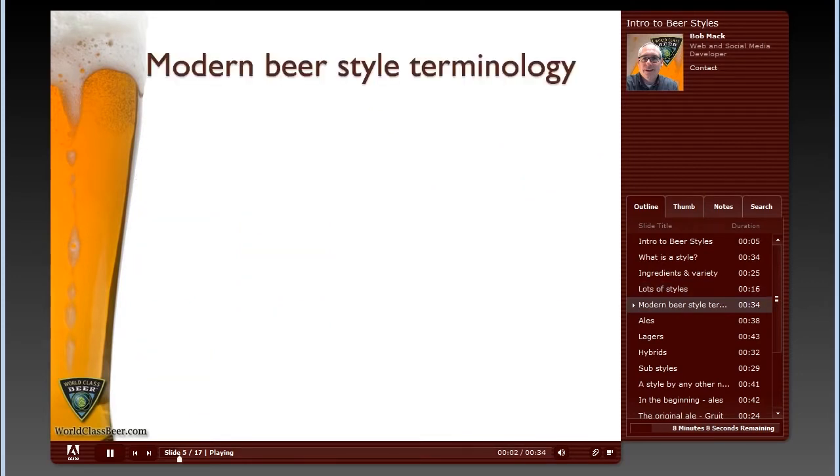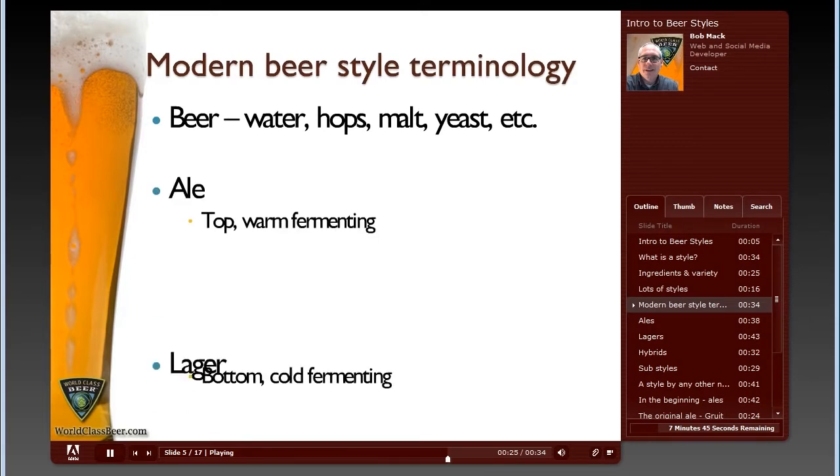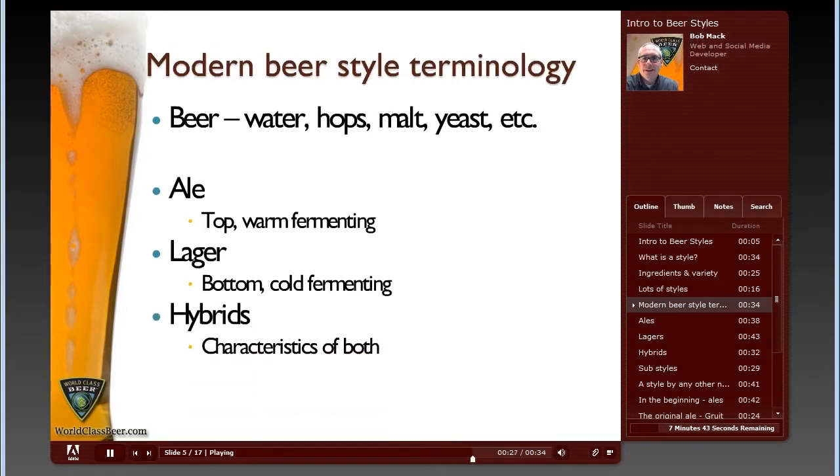Modern beer terminology has some basic definitions that start to divide beers up into various styles. For starters, today the word beer means an alcoholic beverage based on fermented malt and that normally contains water, hops, malt, and yeast. In centuries past, the word beer had a slightly different meaning, but we'll get into that in a few slides. Ales, lagers, and hybrids are all different types of beer, each one having fermentation characteristics that are different from the other.